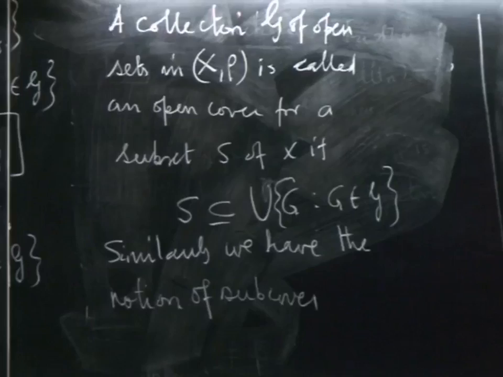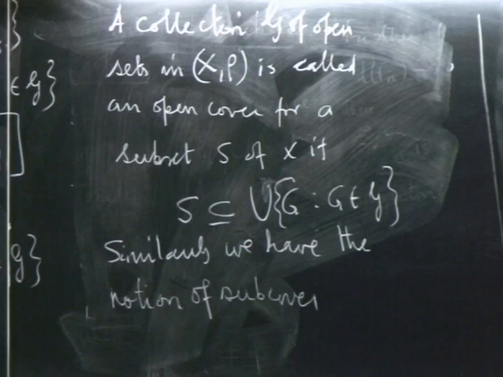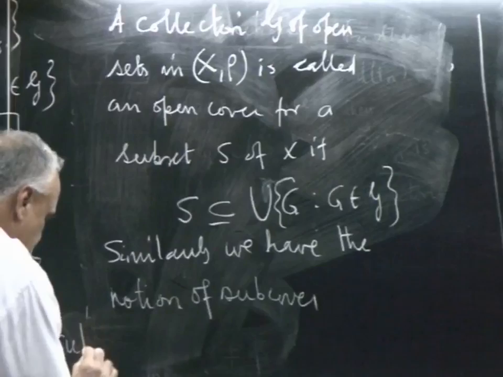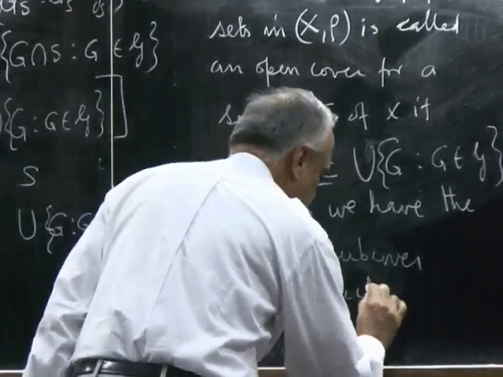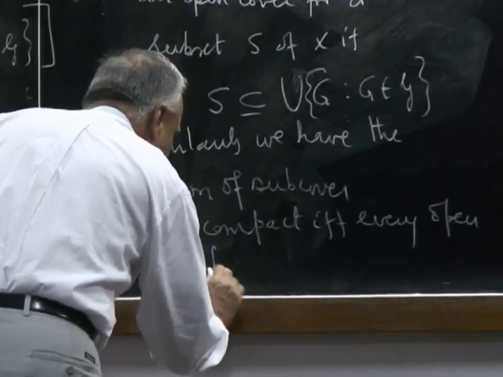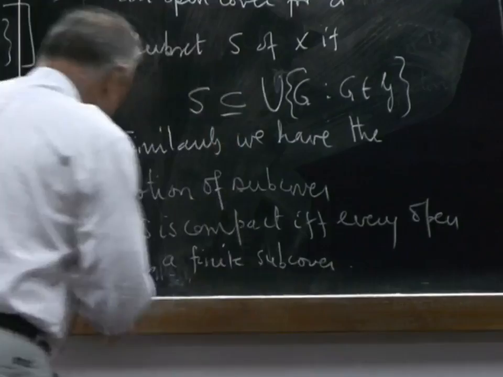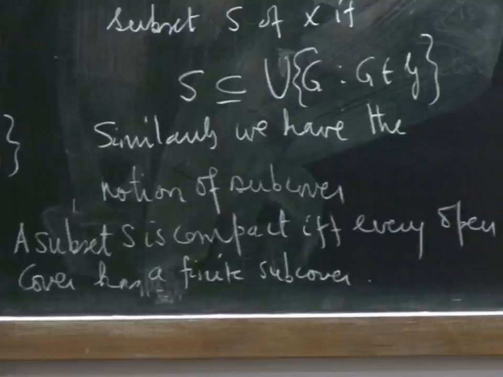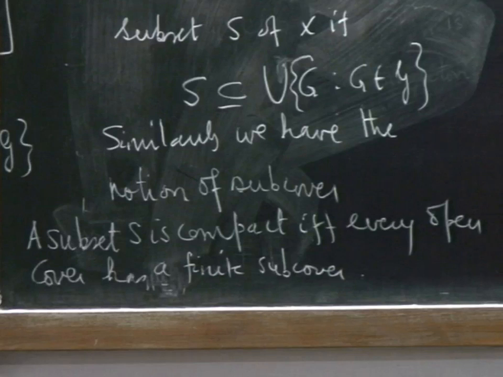A set becomes a compact subset if every open cover has a finite subcover. That is the notation: a subset S is compact. That is the definition, every open cover has a finite subcover. Okay, so that is the fundamental idea of compactness. Whatever collection of open sets you give, a finite number of them are enough to take care of the set I have in mind. That is why it is called compact. It can be neatly, compactly packed within a finite number of things.